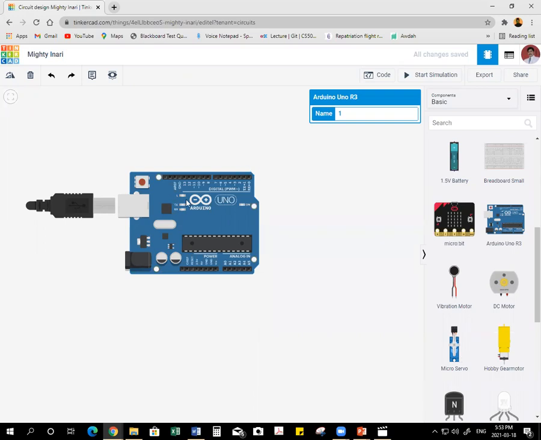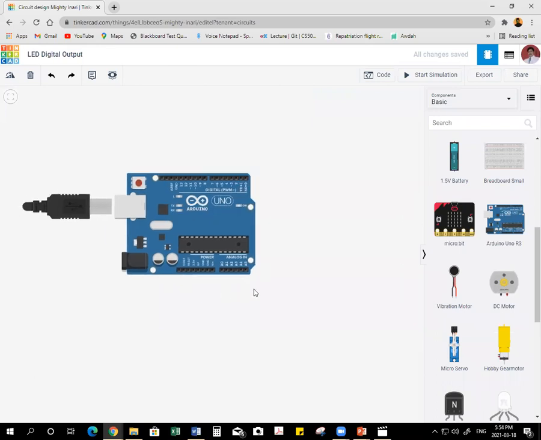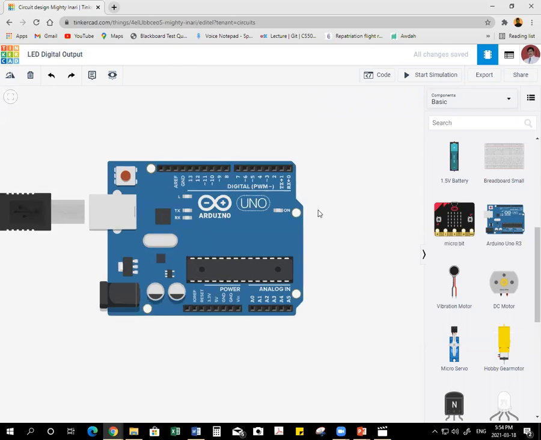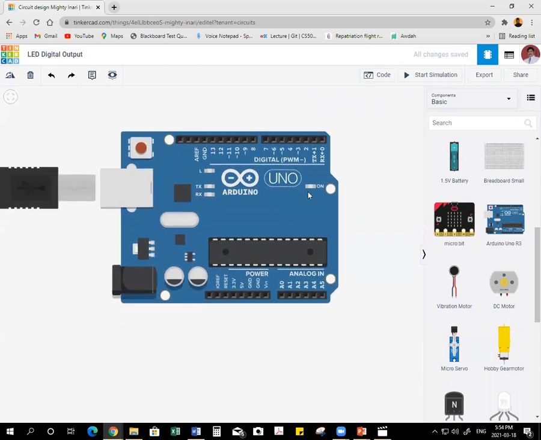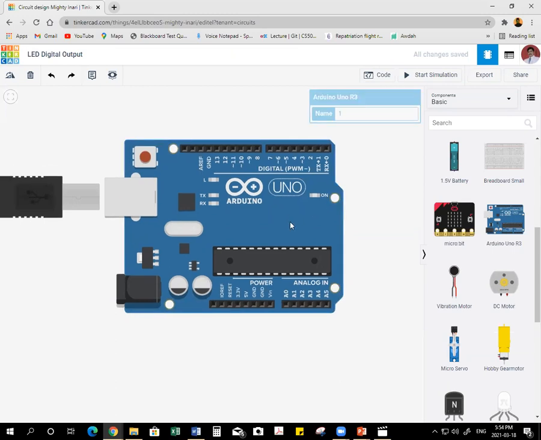Now come back to this Tinkercad. Here we grabbed one Arduino. Now I will rename this file LED digital output, just rename that so that it will be saved properly and we can reuse this file. Now if I zoom in, you can see the Arduino structure properly, our different pins, the digital pins and analog pins, the power, everything. Step by step we'll study in different applications.